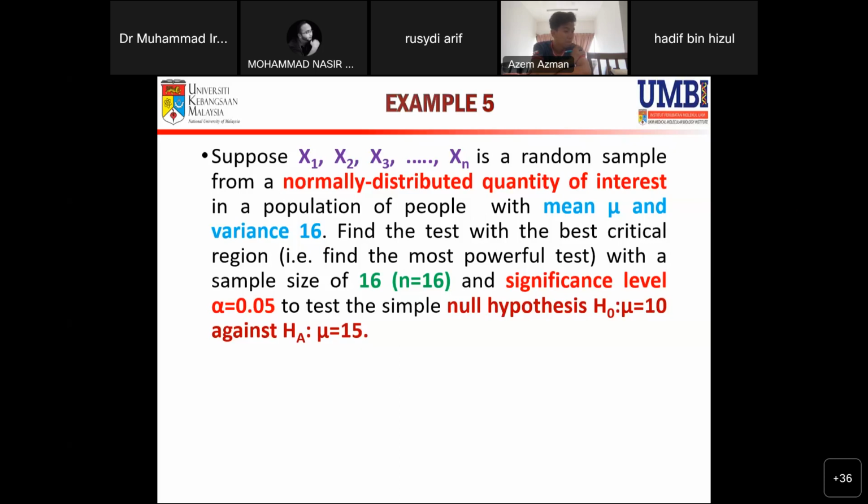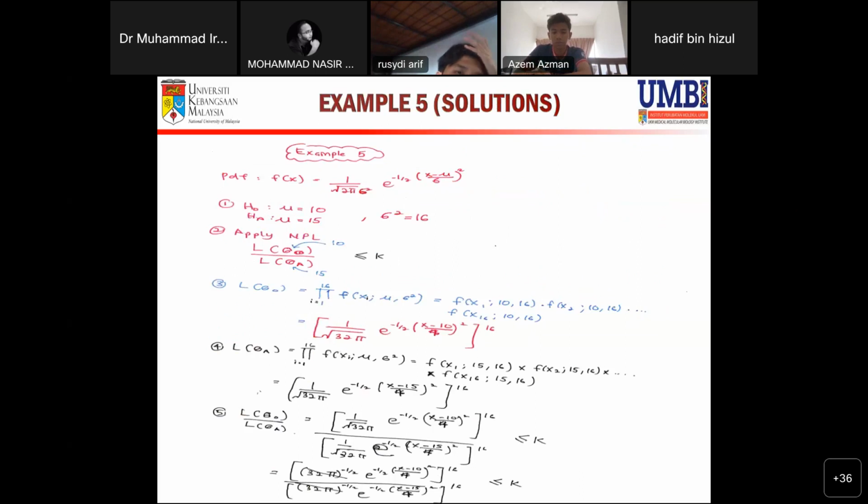So it's our job now to find the test with the best critical region, i.e. find the most powerful test, the region that has the most power, with a sample size of 16 and a significance level alpha of 0.05, to test the simple null hypothesis H0, where mu is equivalent to 10, against the alternative hypothesis where mu equals 15. Okay. So in this case, we extract the relevant information.